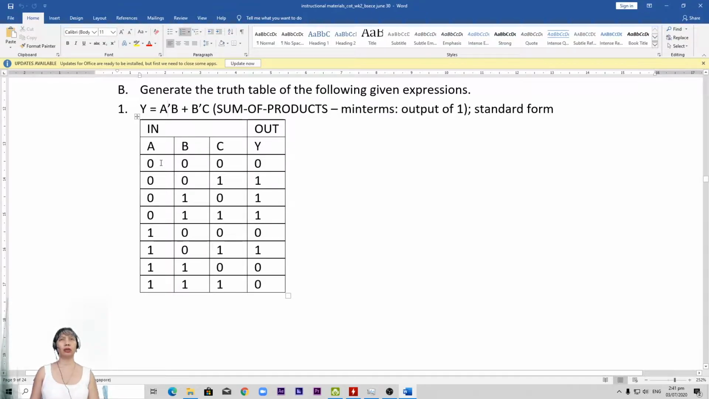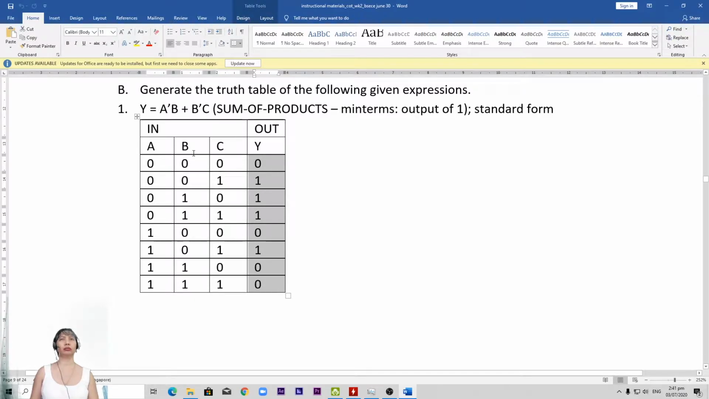So we have 1, 2, 3, 4, 5, 6, 7, 8 possible inputs, starting from 000, 001, 010, 011, 100, 101, 110, and 111. This is in fact a binary sequence. So we're going to do that. Let's determine the output given the inputs.